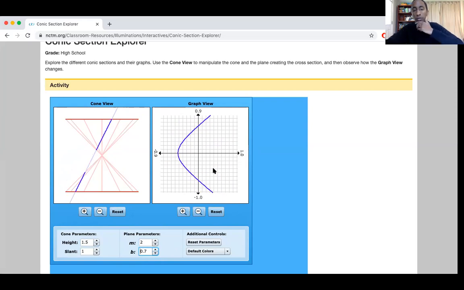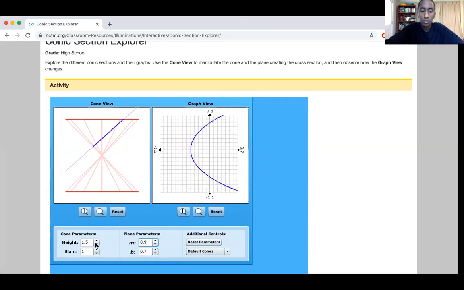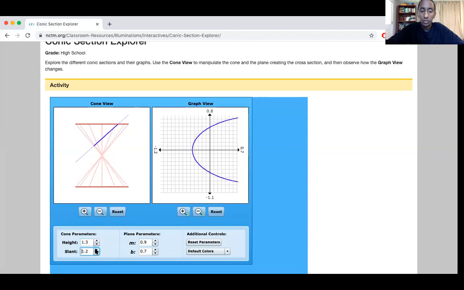So play with that for a little bit and see how you can create the four conic sections, okay? So try moving this around and looking at what it does to the graph, changing the height and just messing around with it a little bit, okay? I'll give you a second to do that. And then I'm going to go back to my slides.